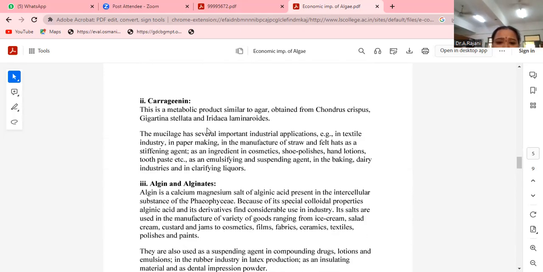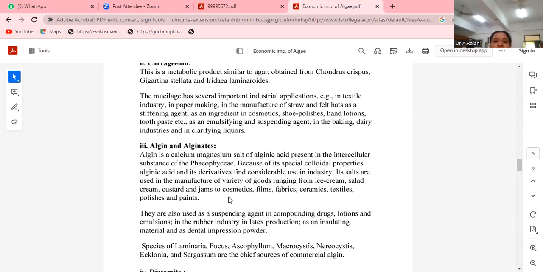What is the importance of carrageenan? It is obtained from Chondrus crispus. Very, very important; write this down in your notes. Chondrus crispus, Gigartina, and Laminaria are the sources of carrageenan. It has several industrial applications in the textile industry, paper making industry, manufactured straws, shoe polish, lotions, toothpaste, as an emulsifying and suspending agent, in baking, and in dairy products. These utilize carrageenan. What are alginic acid and alginates?